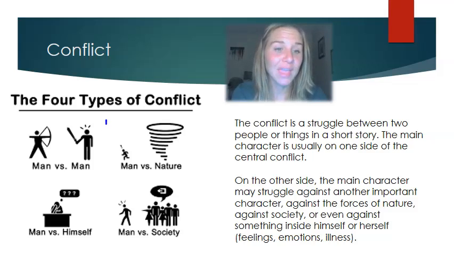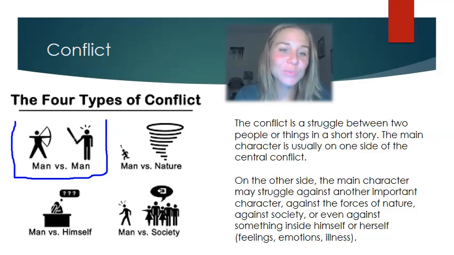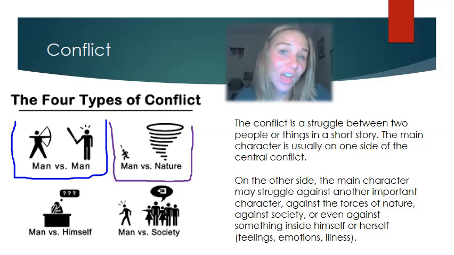First, we have man versus man. Now, this is going to be one person versus one other person, whether it's a physical fight, an argument, or just two people not being able to agree about something. Next, we have man versus nature. This is going to be any type of natural occurrence, whether it's a tornado, a hurricane, a flood, or even maybe just the cold Arctic weather.